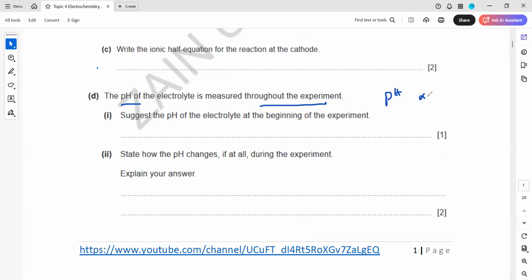Remember, the pH of the solution is inversely proportional to hydrogen ion concentration. If a solution contains more hydrogen ions, then the solution pH will decrease. If a solution contains less hydrogen ions, the solution will have a higher pH. So if you see, we were having the electrolyte, we were having a hydrogen ion, a chloride ion, and a hydroxide ion. When we carry out the electrolysis, the hydrogen ions were moving towards the cathode and the chloride ion was moving towards the anode.